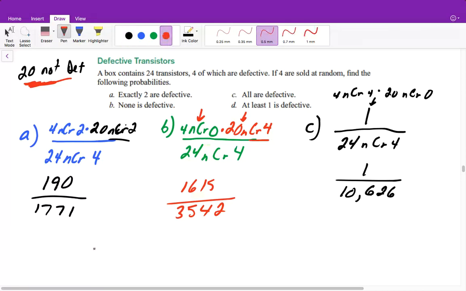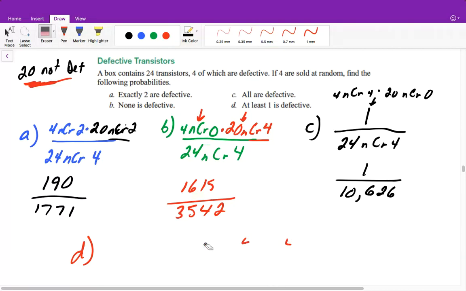And for the last one, we're going to go ahead and use something that we learned in one of our previous sections. Now we're going for at least one is defective. If you wanted to do it the long way, you would have to find the combination of picking 1, the combination of picking 2, the combination of picking 3, and a combination of picking 4, because that is finding all at least 1. And then we would have to find the combinations for the defective in the other way. It's going to take forever, and it's way too much work.